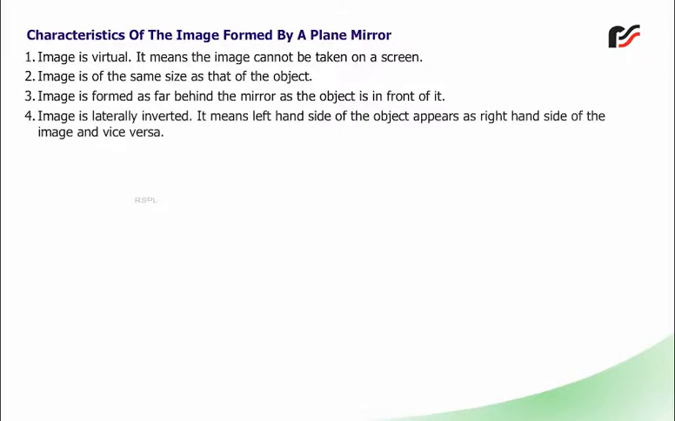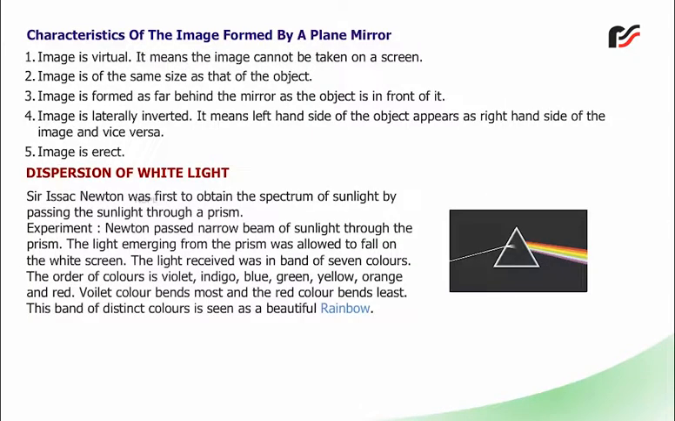4. Image is laterally inverted. It means left-hand side of the object appears as right-hand side of the image and vice versa. 5. Image is erect. Dispersion of white light.